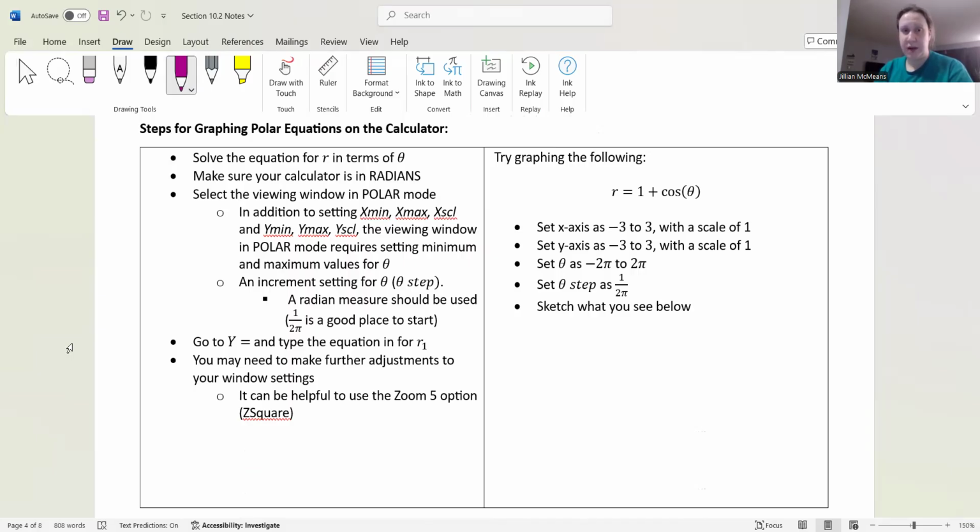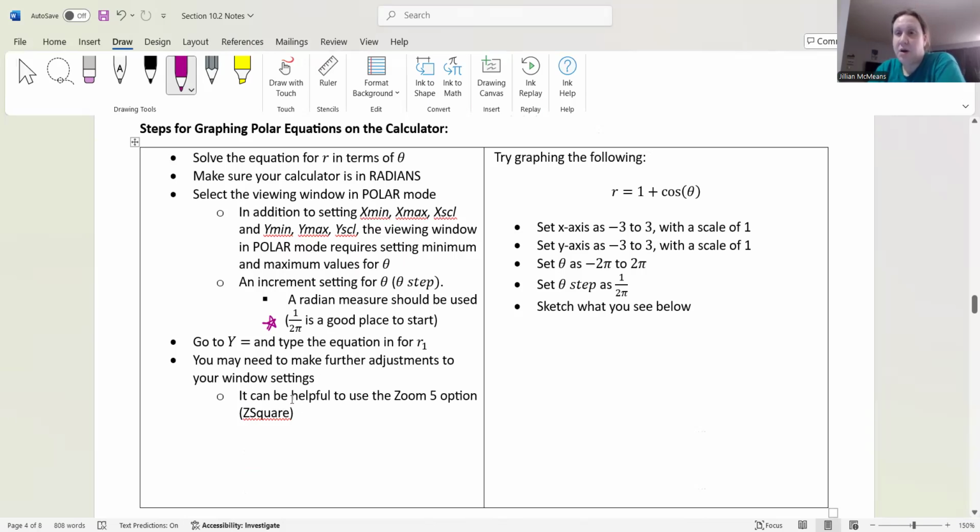You want it to be a pretty small value. So we're going to use 1 divided by 2 pi for our theta step. It's a good place to start. It's not mandatory, but it's just what I always do. Now, when you need to type in your equation, you can just go to regular old y equals, but instead of seeing y1, y2, y3, you're going to have r1, r2, r3. Type in your equation. If you need to make further adjustments to your window, you can.